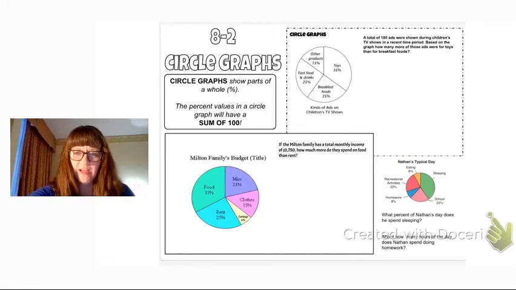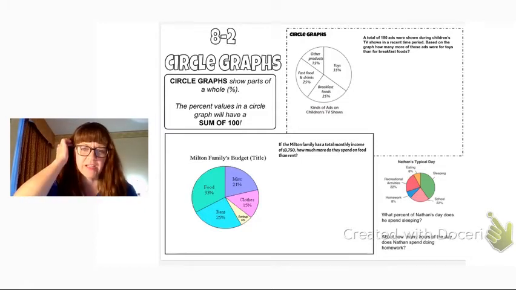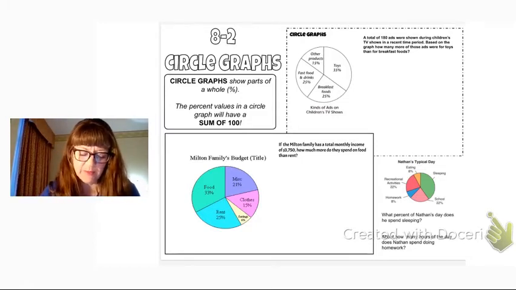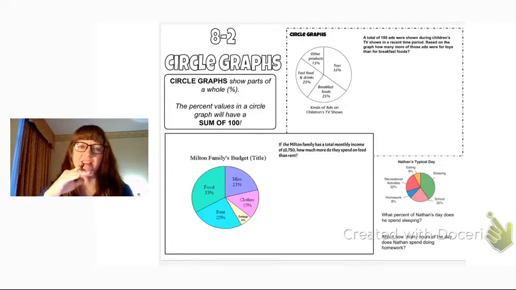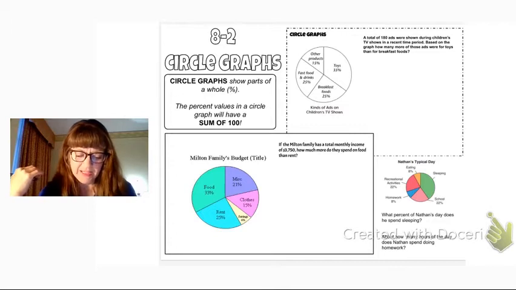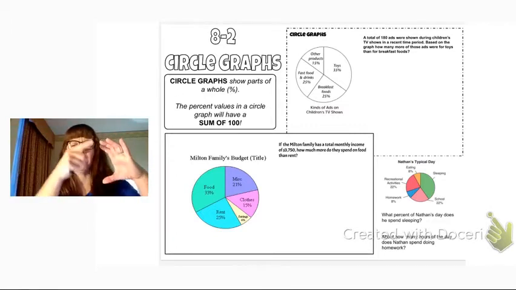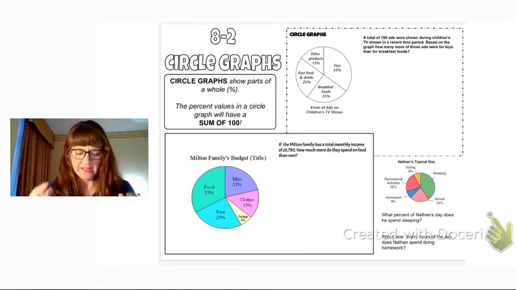So in Unit 8, Lesson 1, we looked at bar graphs, and in this lesson, we'll look at a different kind of graph. We'll look at a circle graph. Remember that a bar graph allowed us to compare values associated with different categories. In a circle graph, we take a whole and see how each part of that whole compares to the others.